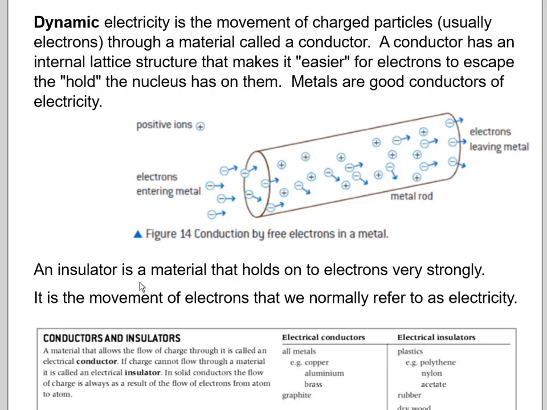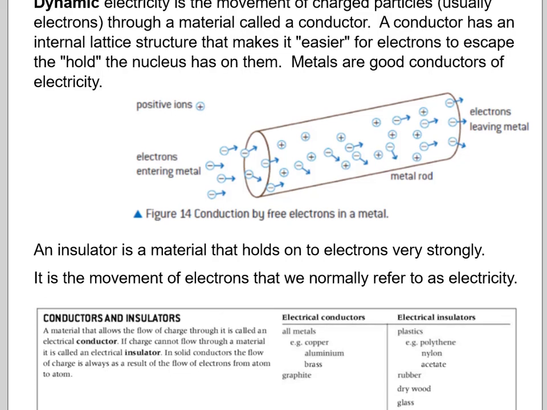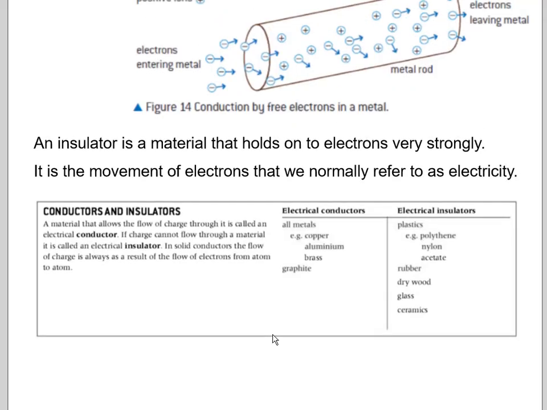And an insulator would be the opposite of a conductor. An insulator is something that holds on to its electrons very strongly, and it doesn't let them move around. So the movement of the electrons is what we refer to as electricity, and there's a little chart here if you want to take a look at it, if you can see it.